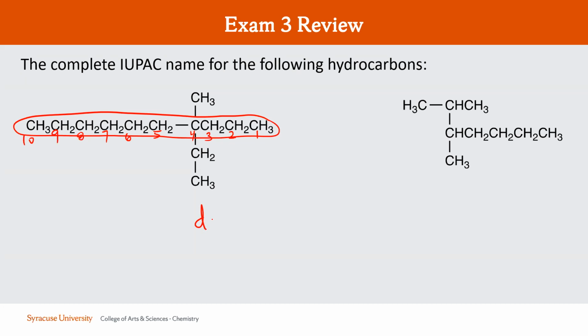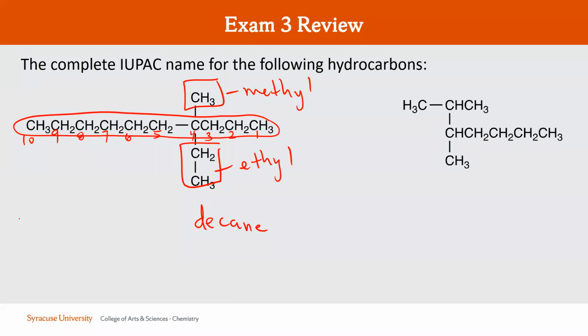So the base name would be decane. I've got a 10 carbon chain alkane. And then I've got two branches: I've got methyl and an ethyl. So how do I put those together as part of this name?